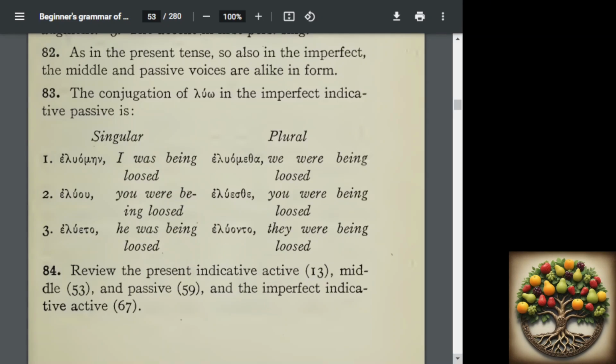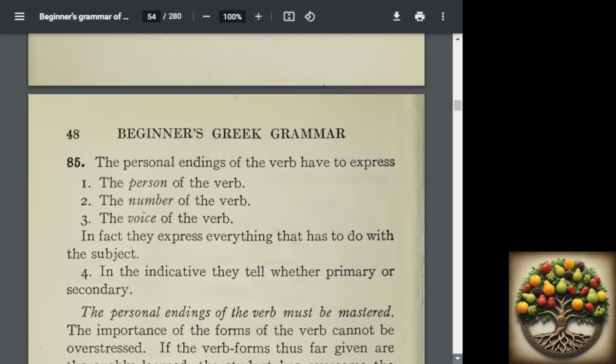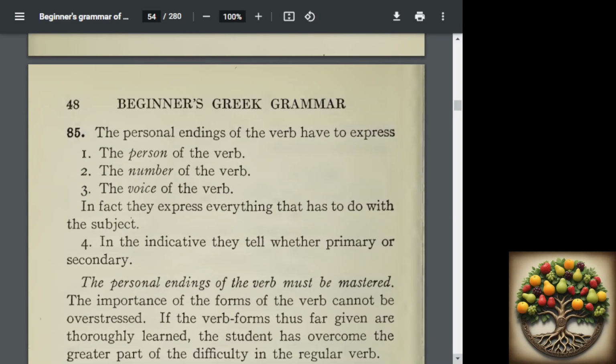Flipping back to the textbook, just a couple of things to wrap up some of the verbs that we have been working with. The personal endings of the verb have to express the person, the number, and the voice. So everything that has to do with the subject can be expressed in the verb. In the indicative, they tell whether it's primary or secondary. Don't worry about that too much right now. We'll come back to that later.